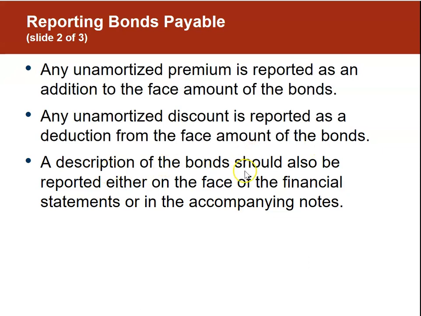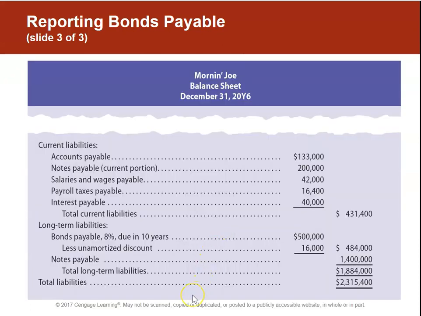It says a description of the bond should also be reported either on the face of the financial statements or in the accompanying notes. That's not really information that is pertinent that you have. So let's just take a look here at a balance sheet, and let's just see here. Looks like we have all of the usual suspects. We have a current portion of a note payable that we're going to put over here in current liabilities, and that's $200,000, and then the remainder of that note is $1.4 million.